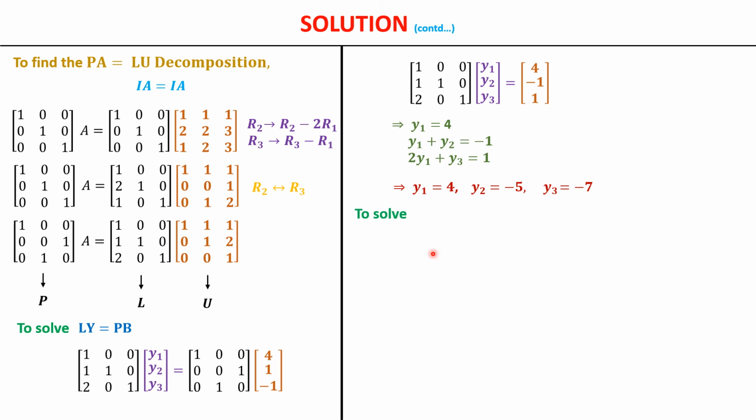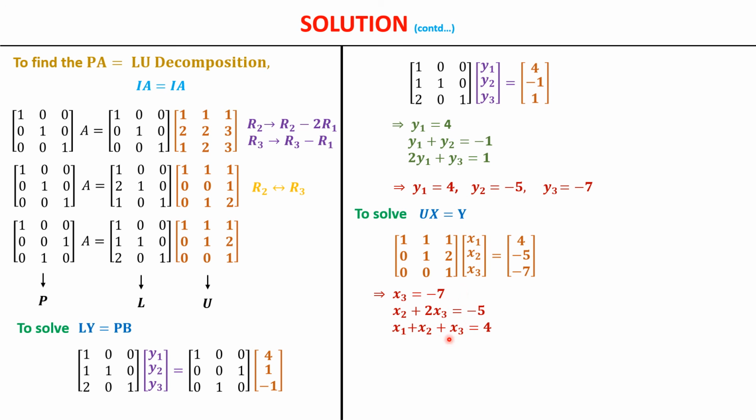Having got the values of y, now we need to solve Ux equal to y. What is U? The upper triangular matrix which we have framed. X are the required unknowns and y are the values which we have just now got. And using back substitution, I get the values of x1, x2, x3 in this manner. So this is how the system of equations is simplified using the PA equal to LU decomposition, in a similar manner to how we did LU, but by taking care of row exchanges.